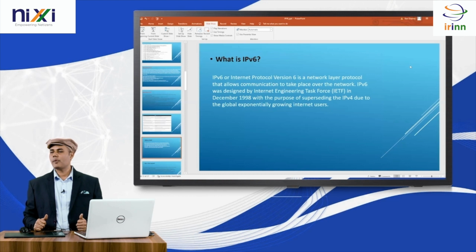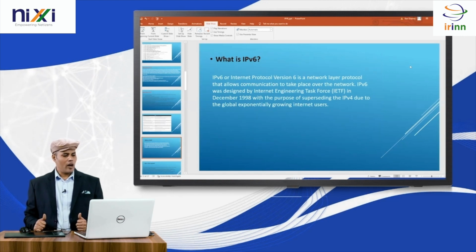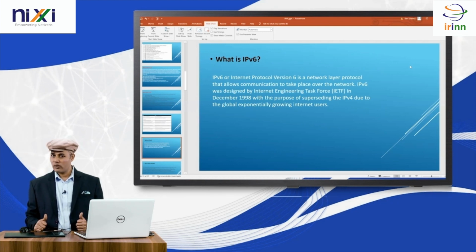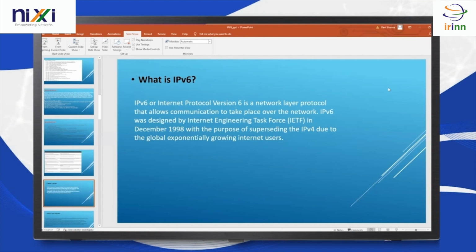So what is IPv6? Internet Protocol version 6 is a network layer protocol that allows communication to take place over the network. IPv6 was designed by the Internet Engineering Task Force in December 1998 with the purpose of superseding IPv4 due to the exponential growth of global Internet users.